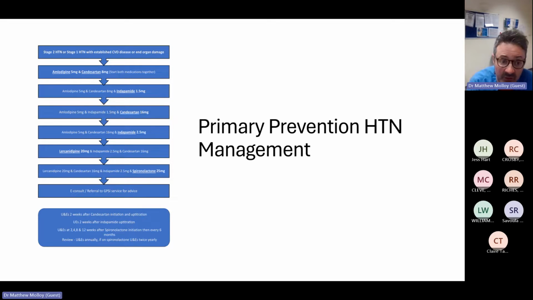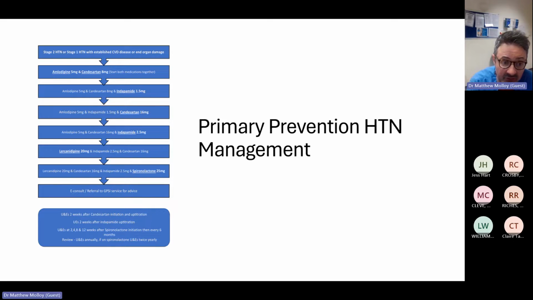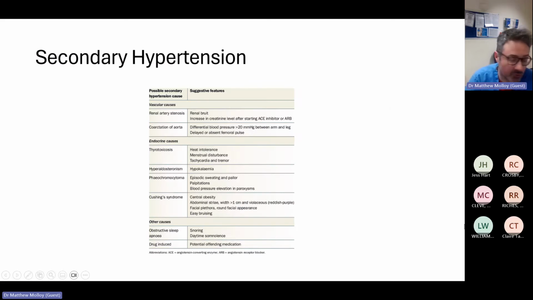With spironolactone, obviously the worry is with hyperkalemia and deteriorating renal function, so we keep a bit of a closer eye. So at weeks 2, 4, 8 and 12, we recheck their U&Es, and if they're stabilized on it and the U&Es are fairly stable, we would check it every 6 months. If they're not on spironolactone, we would check them annually, and if they're on spironolactone, obviously we check them twice a year. So I'm coming towards the end now.